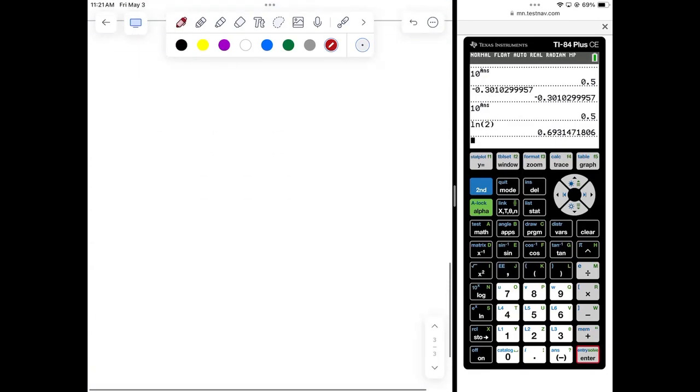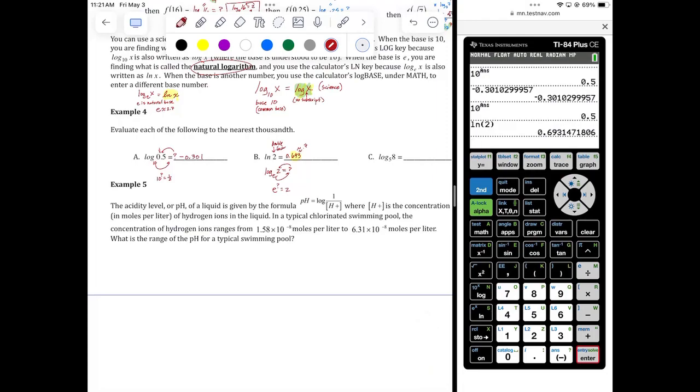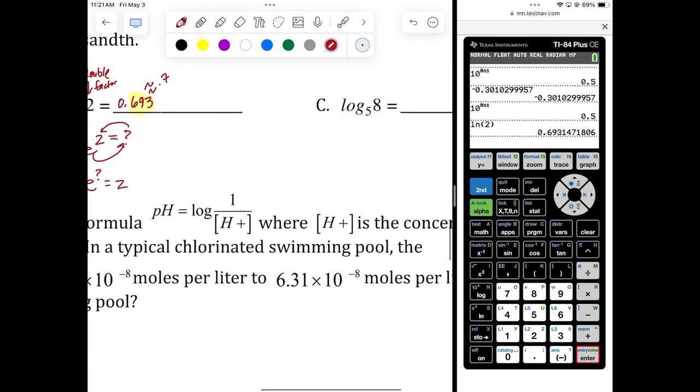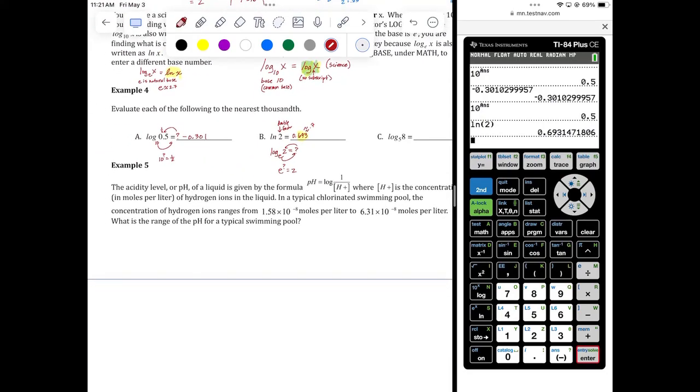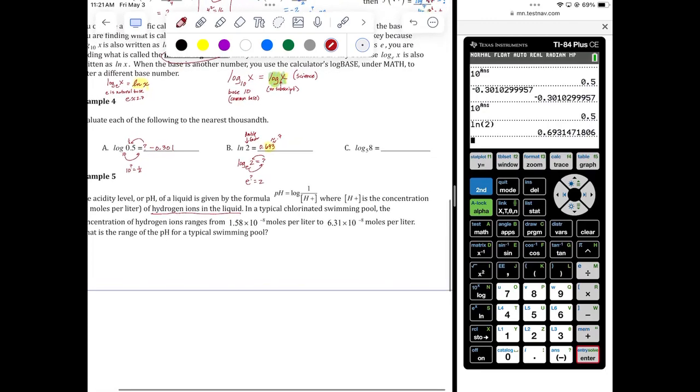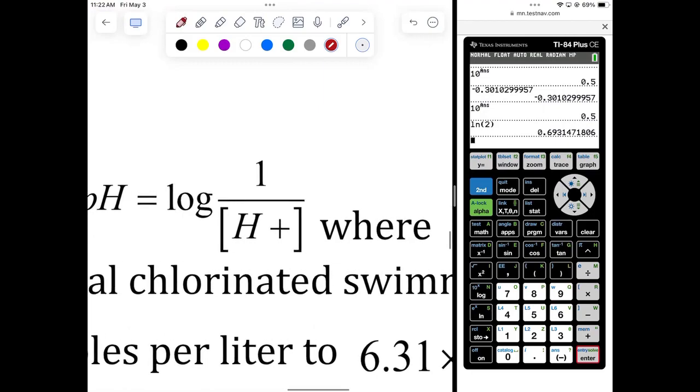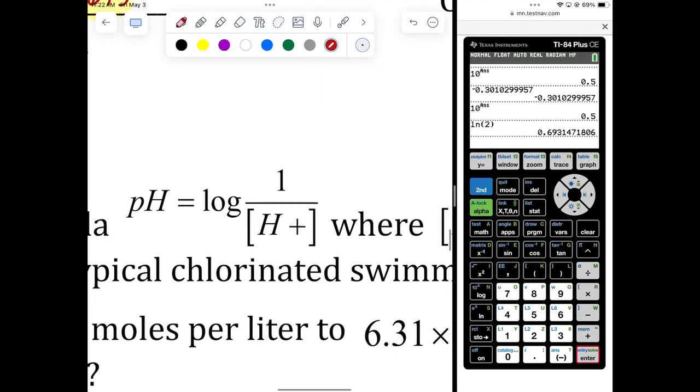All right, let's look at example 5 and we'll call it a day in here. The acidity level, or the pH of a liquid, I told you, is given by the formula. The pH, which is its acidity level, is the log of 1 over H plus, where H plus is called the hydroxyl ion. It's the concentration in moles per liter of the hydrogen ions in the liquid. Boy, is this exciting or what? What's the base of this log? 10. It's your common log. There's no subscript, so it's log base 10.